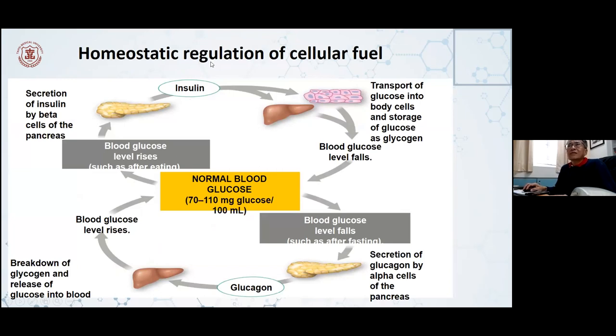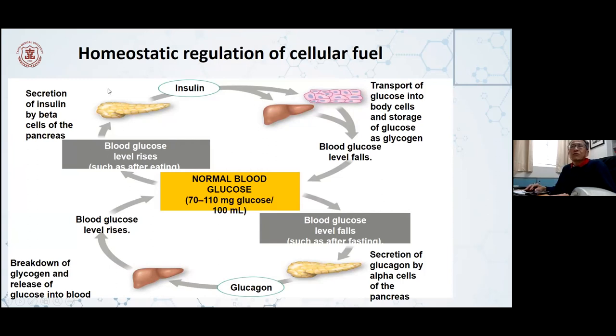Now the homeostatic regulation of cellular fuel. After we eat and digest, the glucose will be absorbed, so there are hormones that control glucose homeostasis. This is well known, so I will just very quickly show the slide. After we eat, the blood glucose will increase dramatically. Normally blood glucose is around 70 to 100 or 110 milligrams per deciliter, and after eating the glucose level will increase.